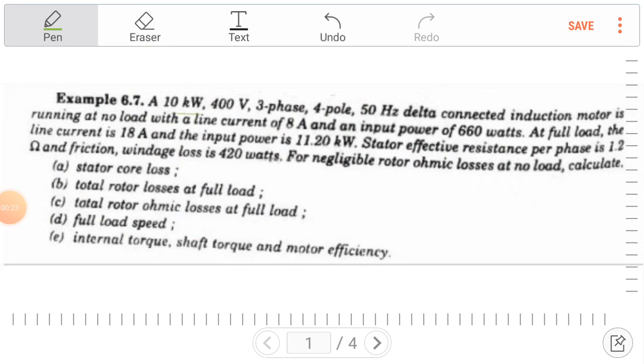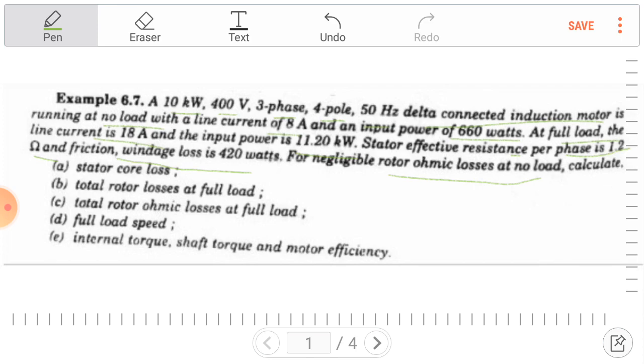A 10 kilowatt output is given, 400 volt is the input voltage, 3 phase, 4 pole, 50 Hz delta connected induction motor running at no load with a line current of 8 ampere and input power of 660 watt. At full load, the line current is 18 ampere and input power is 11.20 kilowatt. Stator effective resistance is given as 1.2 ohm and friction plus windage loss is 420 watt. Then ohmic loss at no load at rotor side is assumed negligible.